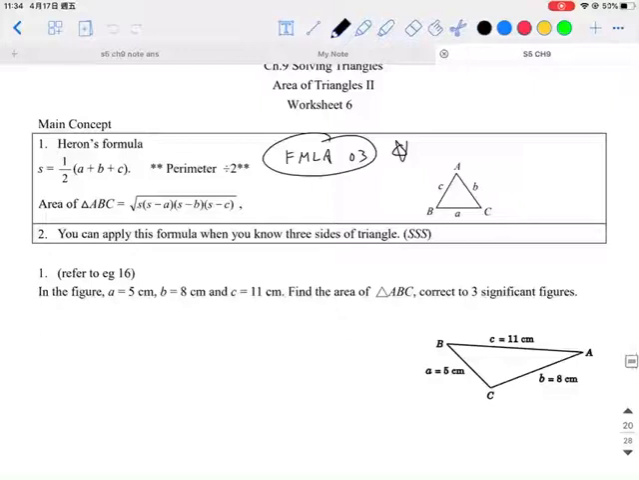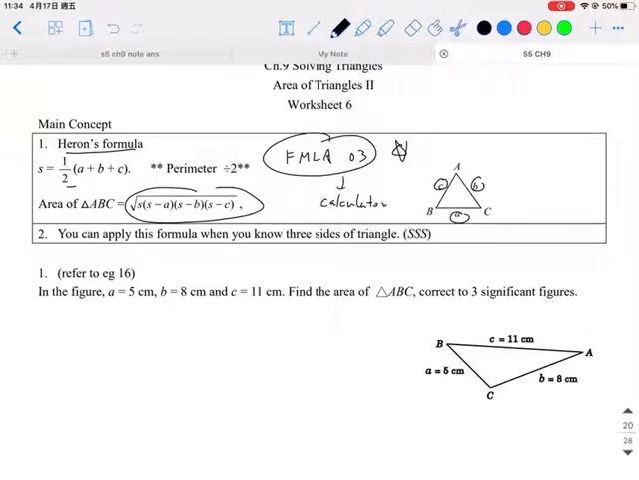Demonstrate the worksheet 6 for you. So now in this worksheet, you will apply Heron's formula. As Heron's formula says, if you know the three sides of the triangle, then you can apply it: the area of ABC will be like this, where S is the semi-perimeter, A plus B plus C over 2. It's quite troublesome, but you can use the formula function in the calculator.